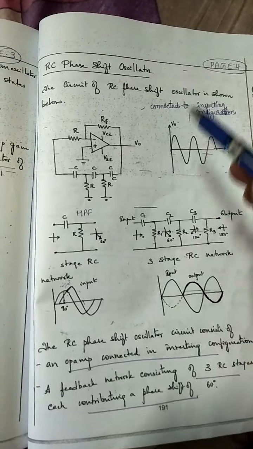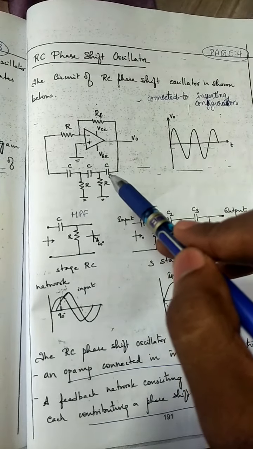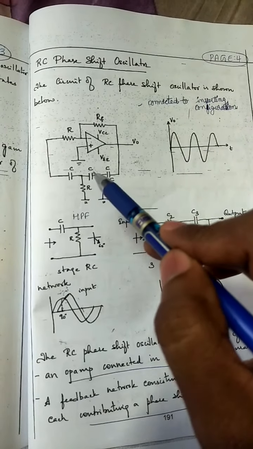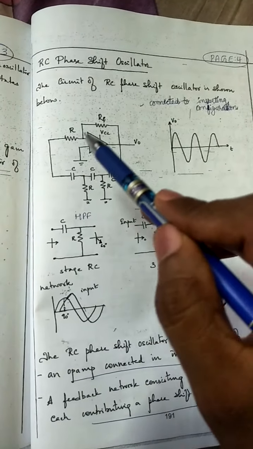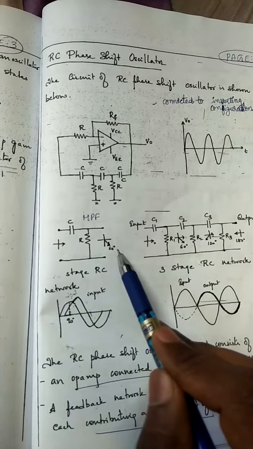Next we will discuss the first oscillator, the RC phase shift oscillator. This is an RC phase shift oscillator consisting of 3 RC components, 1, 2 and 3. This is your op amp. The first stage is an RC high pass filter. Each RC component will provide a 60 degree phase shift. If you take this one as a reference, then this will be your 60 degree.